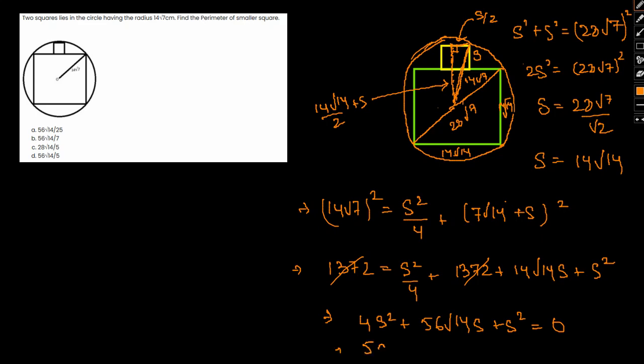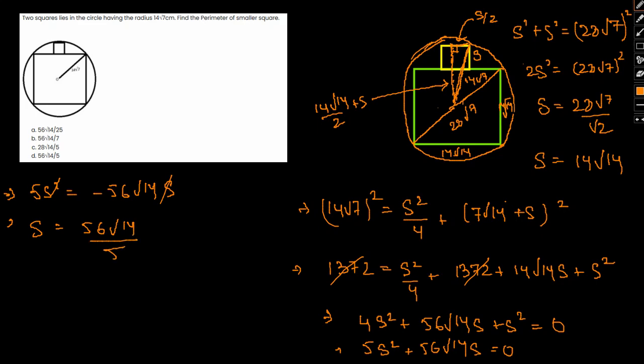or what we can actually write as, this can be written as 5S square plus 56 root 14 S equals 0. So this one, suppose I further write as 5S square equal to minus 56 root 14 S. So if I take square root, let me suppose if I am to write S, and S gets cancelled, so S is 56 root 14 by 5, and I am taking just the absolute value, okay, the smaller side. So this will be option 4, our answer.